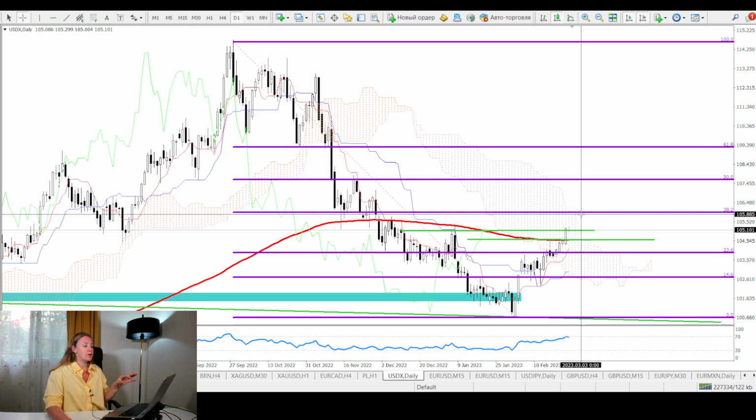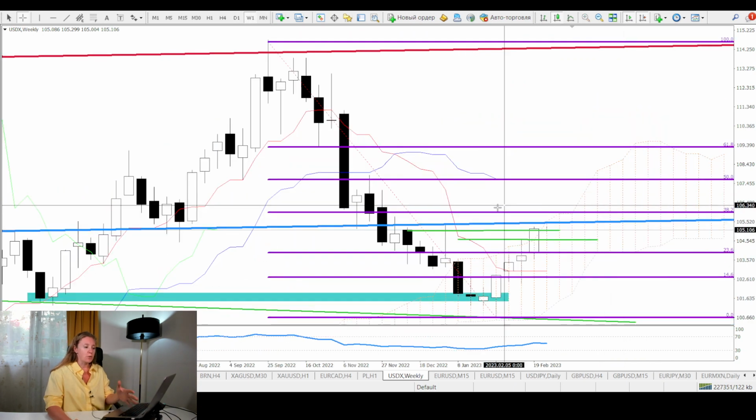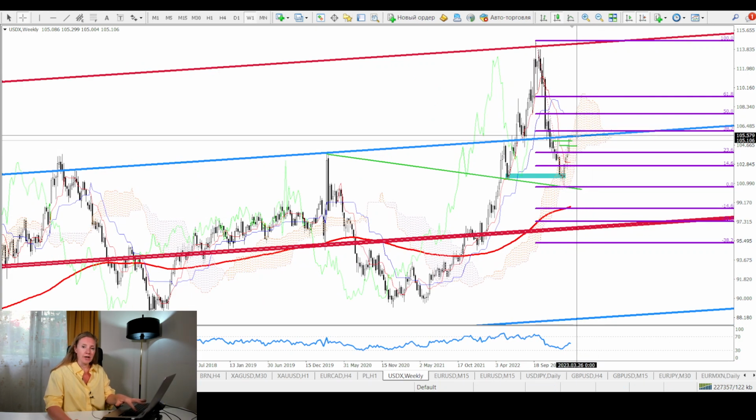It doesn't mean that the market has to go there right now, but if it stays above the 105 area, we do understand that it'll go up to the 106 area. After that, we check the weekly chart. Where is the price right now? It's somewhere here, but what is this area about?